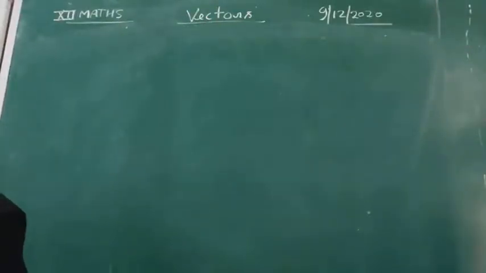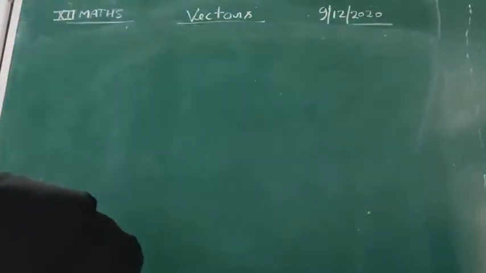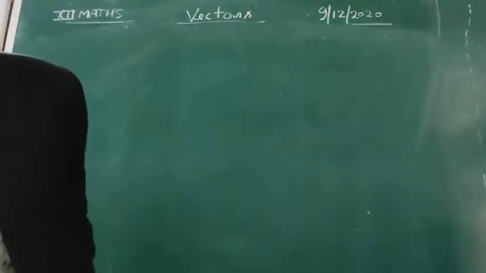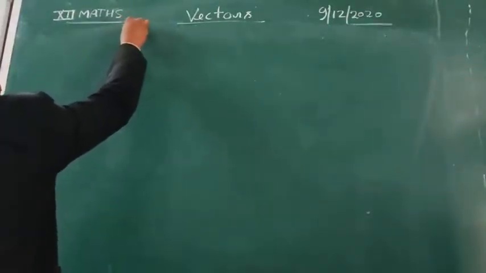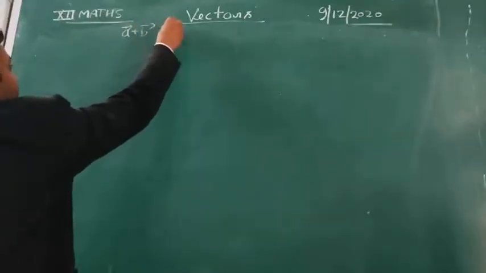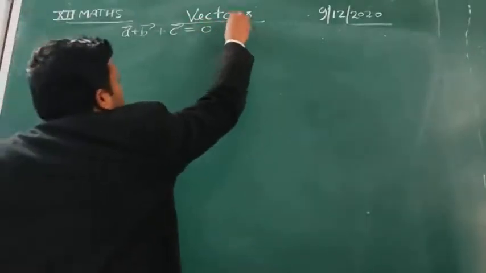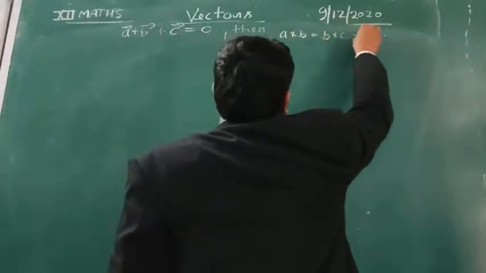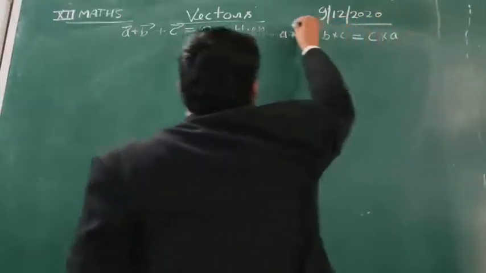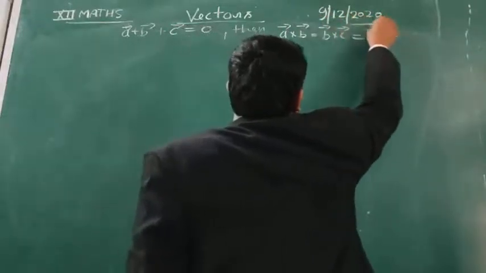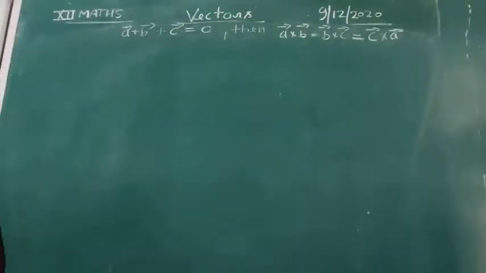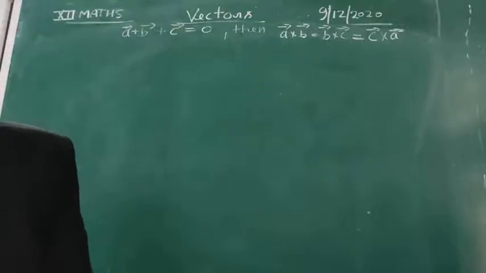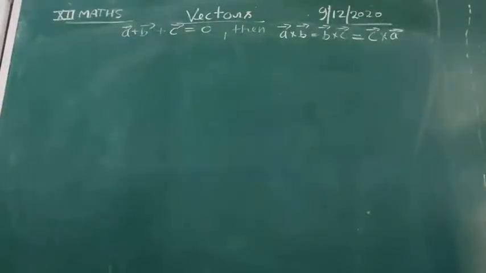The next question is: if A plus B plus C is equal to 0, then prove that A cross B is equal to B cross C is equal to C cross A. Okay, so A cross B is equal to B cross C is equal to C cross A. Okay, students, this is the information which we have been given.